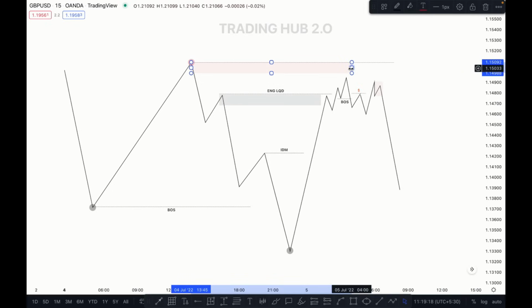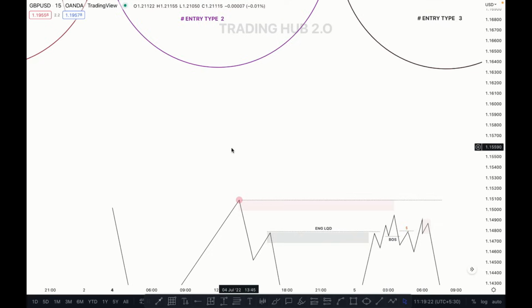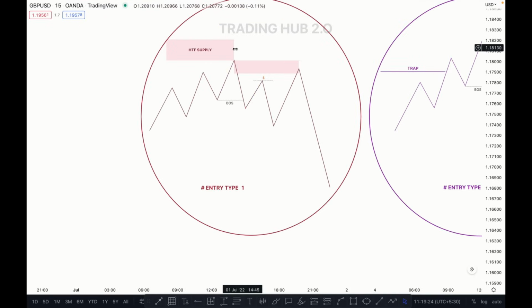Remember one thing, when market mitigates this zone, then you have to apply entry type 1, because in this case market mitigate, break the structure, taken out inducement, and we can sell directly here. This is when market mitigates the supply or demand zone, correct?